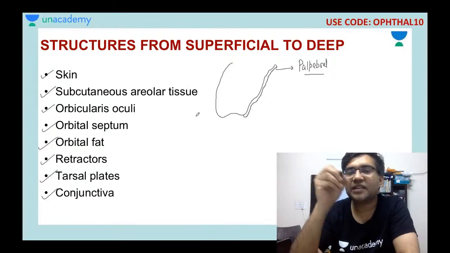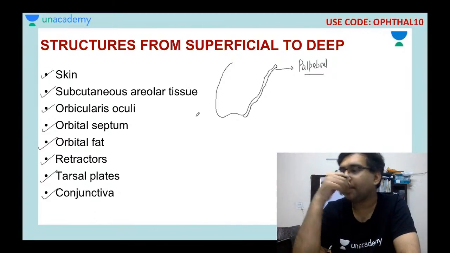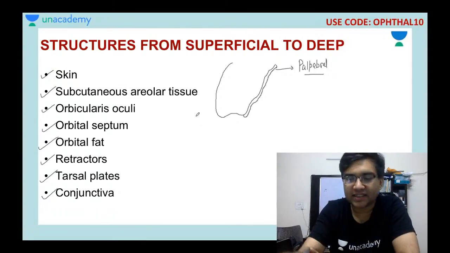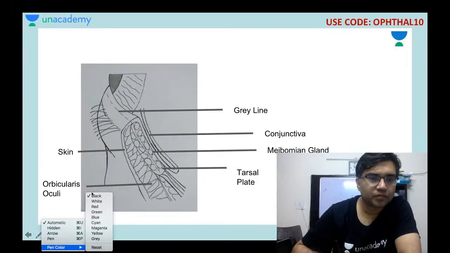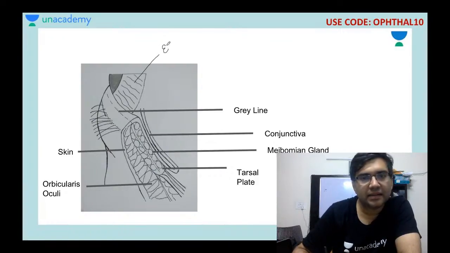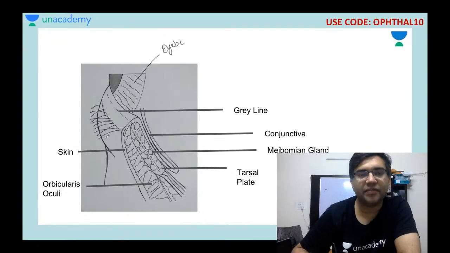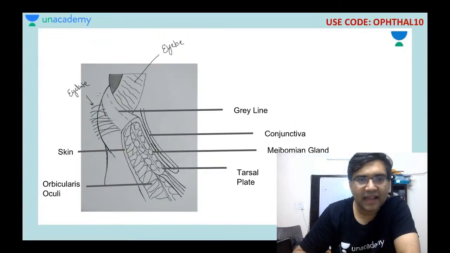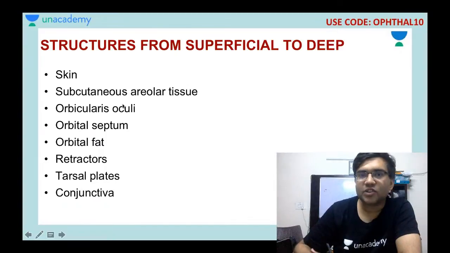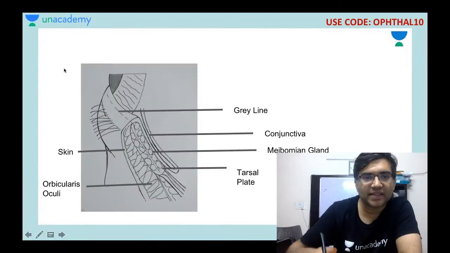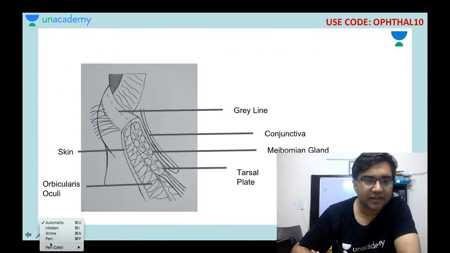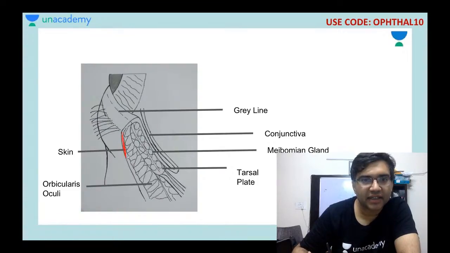Okay, so these are the various layers from the superficial to deep, and in very short we would be going to discuss these layers. So if you can see this first diagram, this is my eyeball and this is my inferior lid. You can see the eyelashes here. As I told you, the first layer, the superficial layer, is of the skin. I put it with the red color.